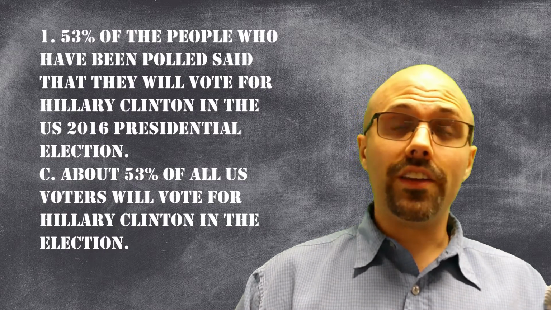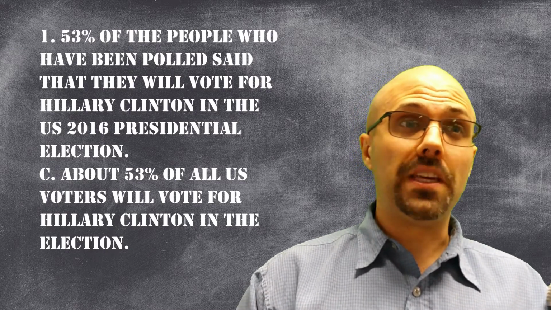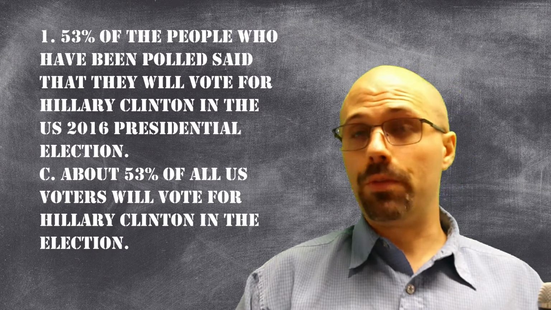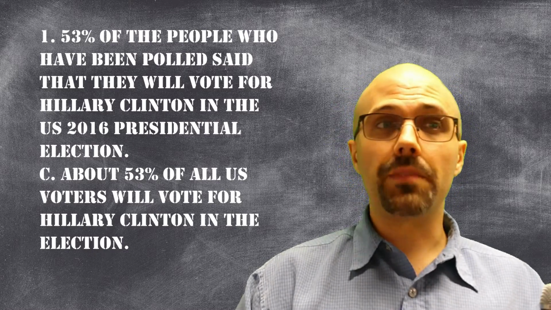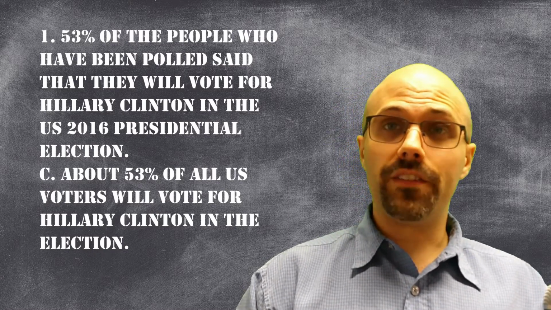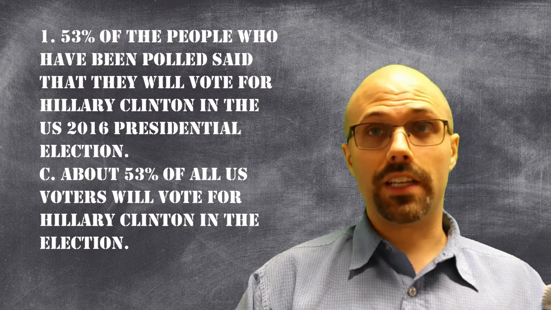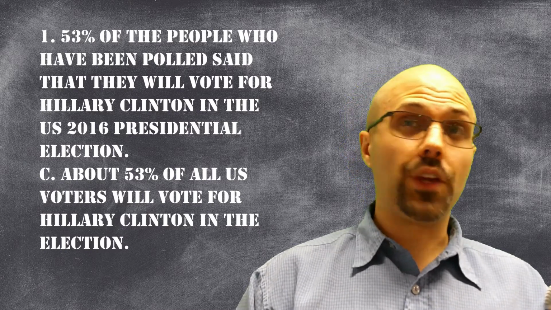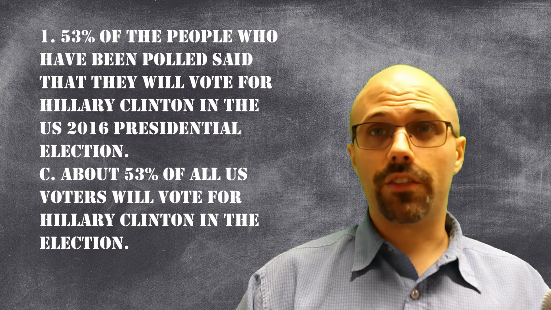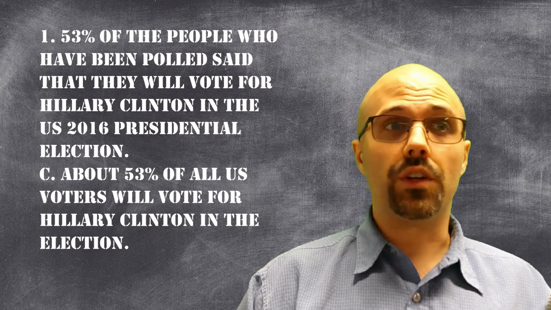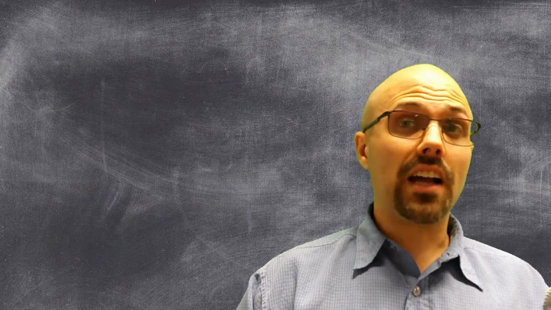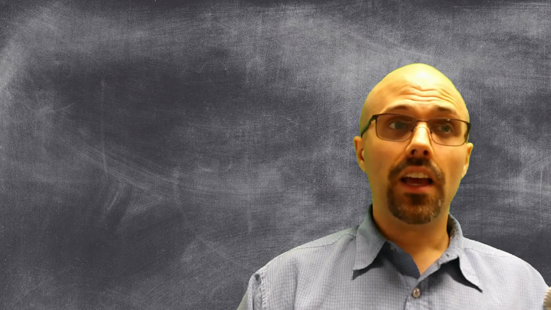Notice what's going on here is that we're drawing an analogy between the people who were polled and all people, or all American voting citizens, right? And suggesting that what was true of the people we sampled, 53% of them intended to vote for Hillary Clinton, would also be true of the overall population, that 53% of the overall population would have been likely to have voted for Hillary Clinton.